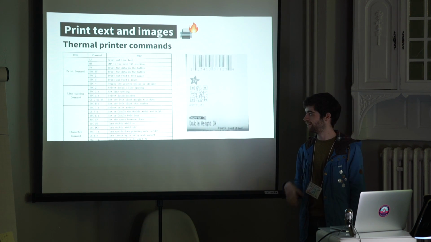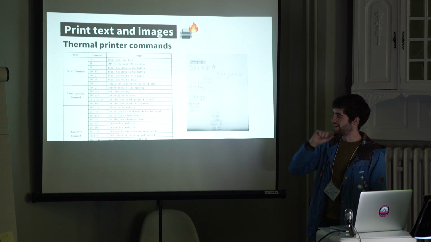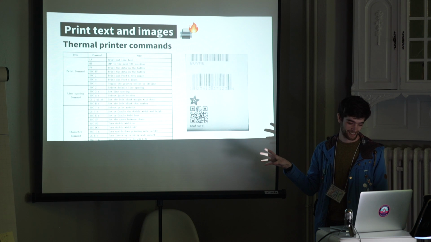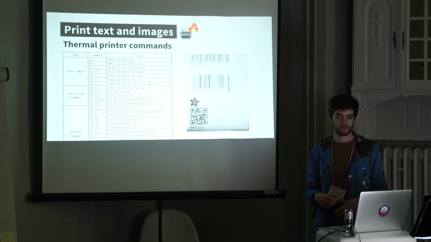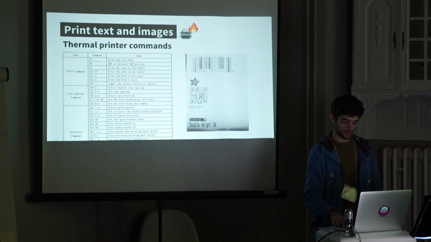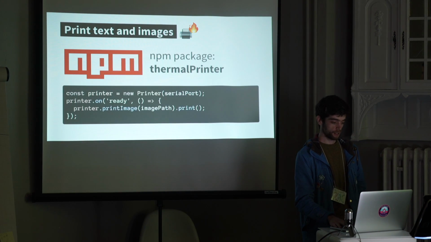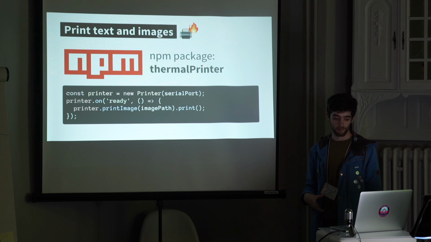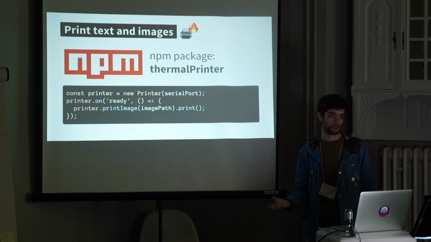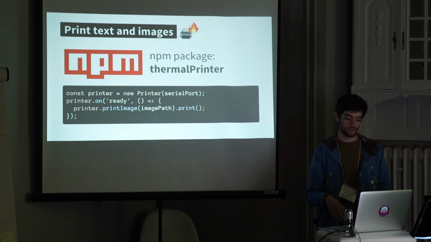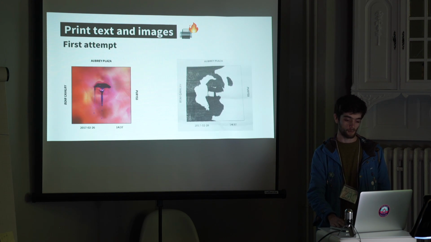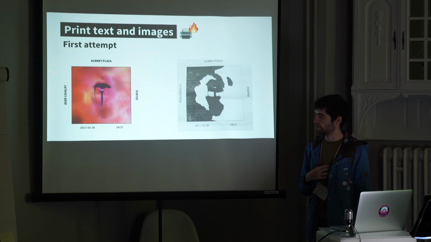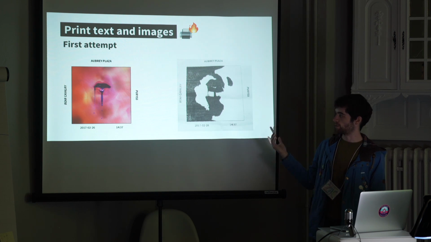The thermal printer comes with this nice manual, really fascinating read. You send commands to a printer over serial and it does things. There are some default ones that you can get. There's an npm package for this as well, so you can go through a serial port on USB and then type to do different things, so here printing an image. So I've got the data from Last.fm, created an image, and I've tried to print it.